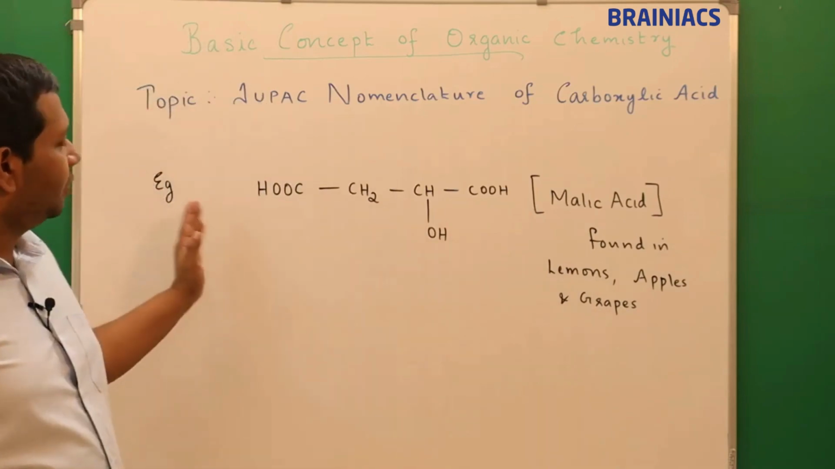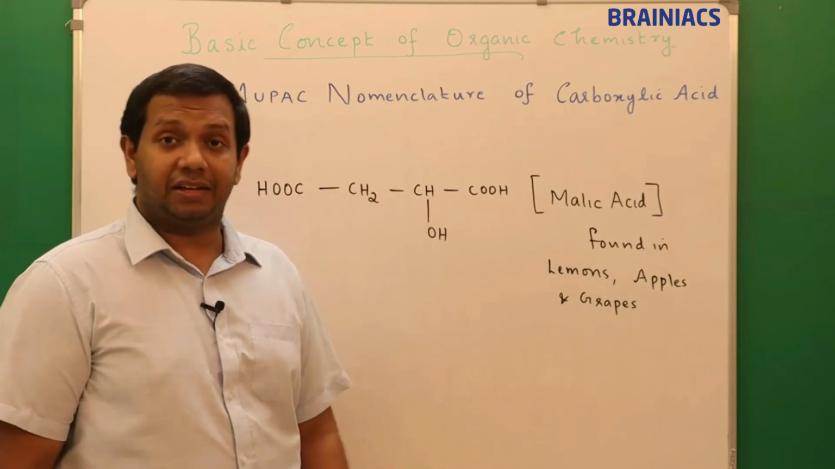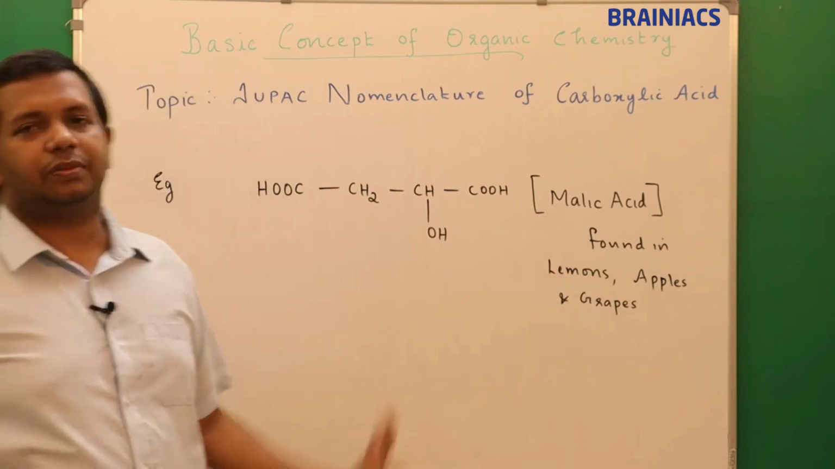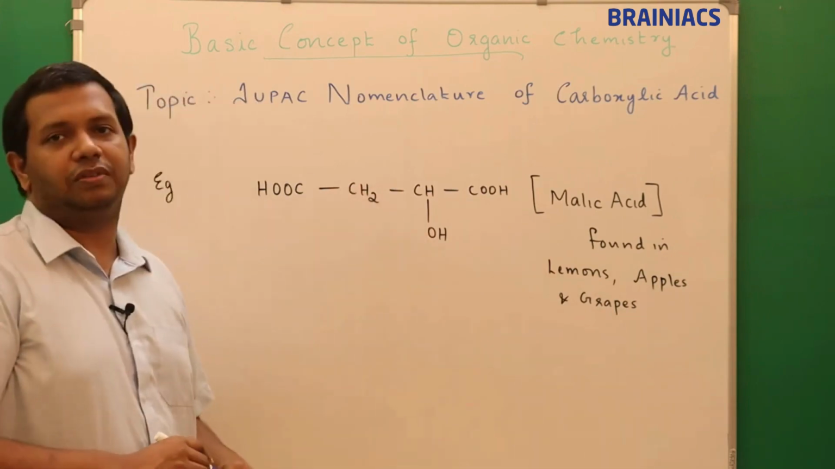Here I am giving you another important acid, whose common name is malic acid. Similar to citric acid, it is also found in lemons, apples and grapes. So the next question is, how will you give the IUPAC name?